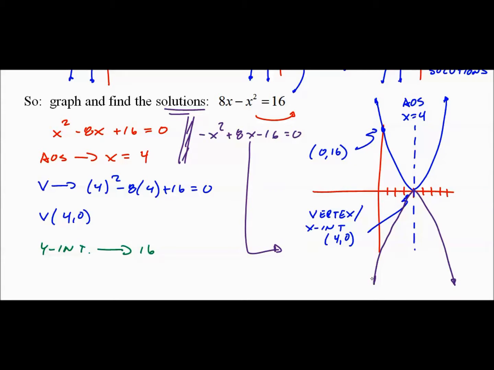It'll still hit in the exact same spot. It'll still have the same roots, the same solution, the same x-intercept. In this case, the vertex is the same. It wouldn't always be. So a lot of people panic about this.